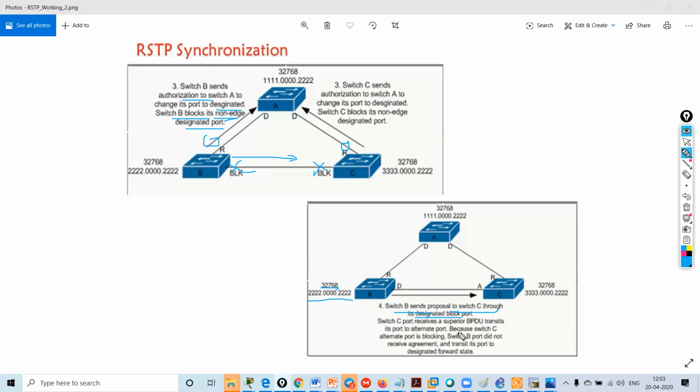Now switch C will receive this BPDU message. It will compare and put this port into the blocking port. It will send an agreement because switch C's alternate port is blocking. Switch B port did not receive agreement and transits its port to designated forwarding state. Understood how RSTP works?